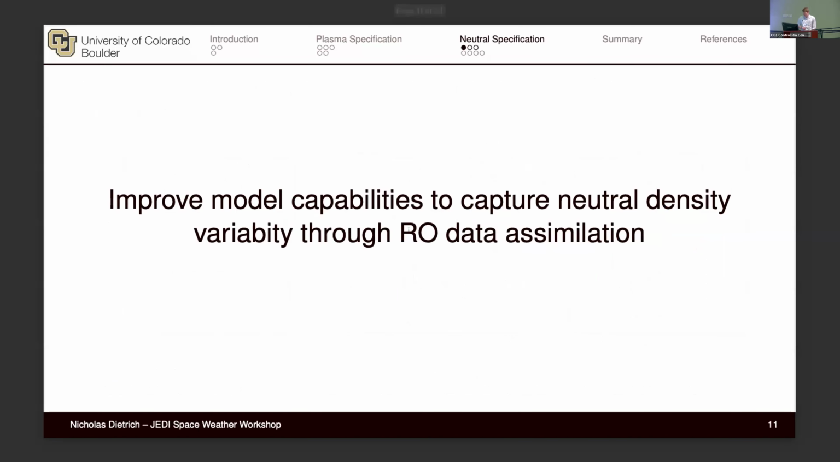So next, I want to jump into the neutral specification. With this, I'm really focused on using these RO observations through a strongly coupled data assimilation framework, to leverage it to capture neutral density variability. And I want to apply this during a storm time, when conjunction analysis and orbit position errors are very relevant.